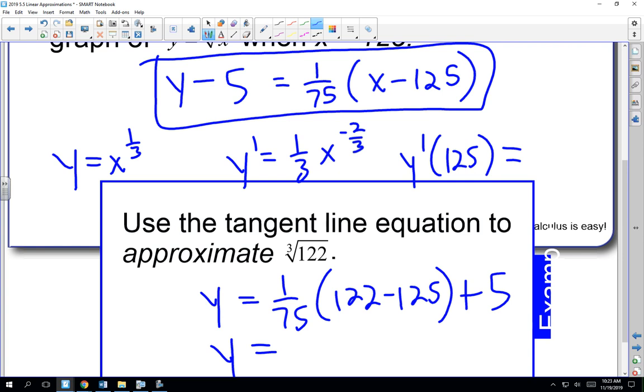4.96. Okay. So this is our approximation using the line. What's the actual cube root of 122? 4.959. Okay, so pretty close. Pretty good. That's because of the end behavior model of this. As x gets really big, it's going to be pretty close.